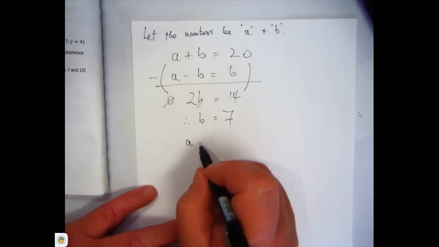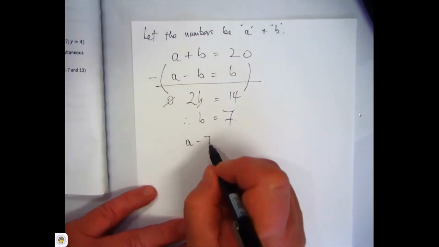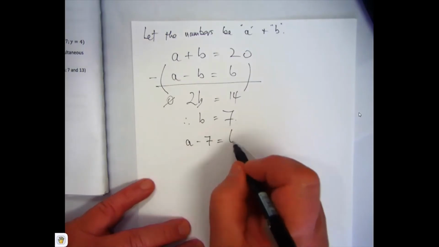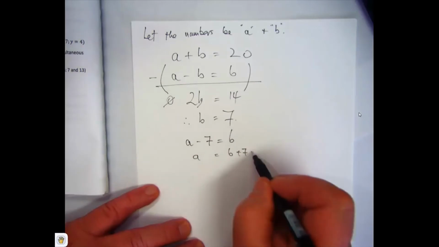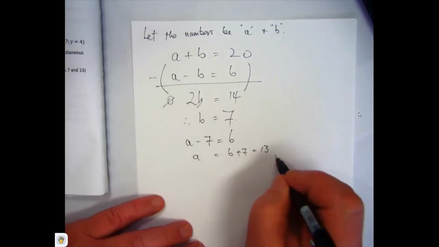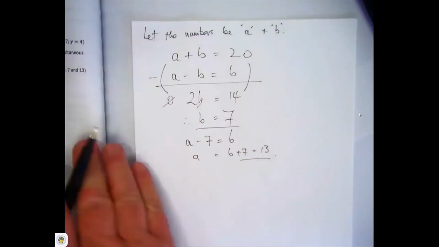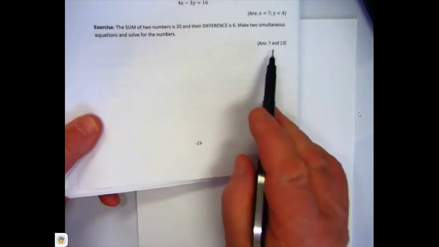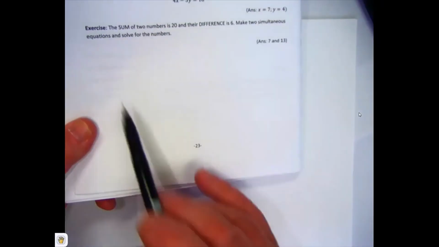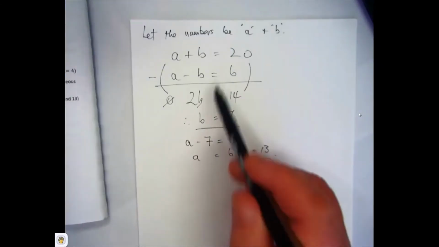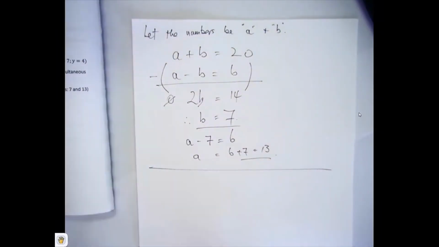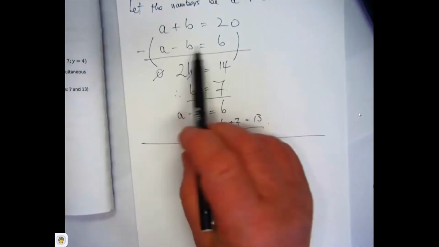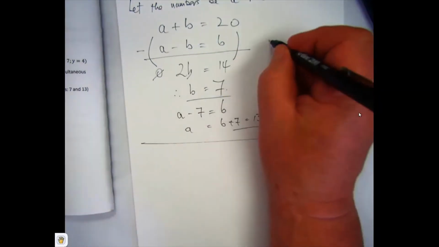So A minus 7 has to be 6. So A must be 6 plus 7. I take that to the other side, so 13. And as you see in your book, the answers that I've given there are 7 and 13. So in this space, you can just write this little solution in, and this is a good example of a word problem. And this method of elimination is to be preferred.